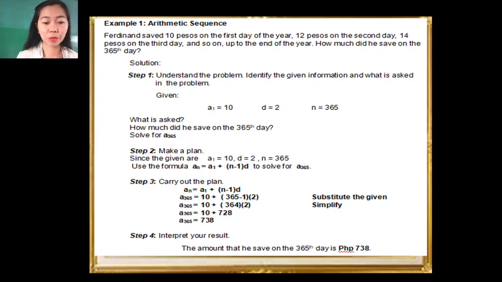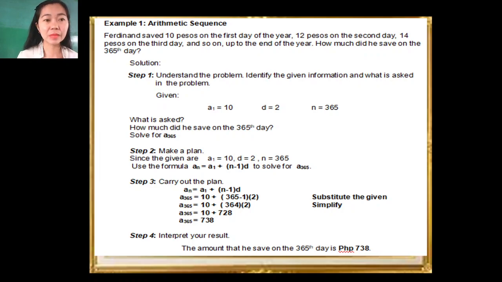For step 4, we are going to interpret the result. So what do we mean by this value? A sub 365 is equal to 738. This is the amount that he saved on the 365th day. The answer is 738 pesos.